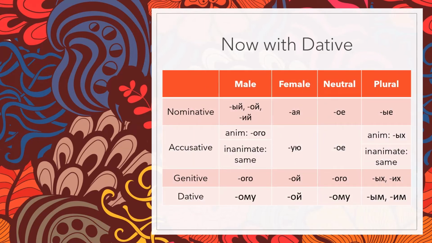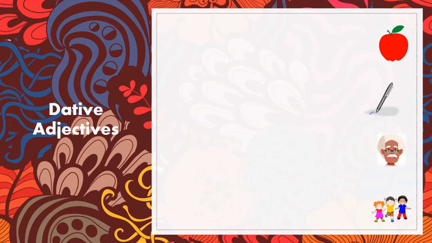So, the endings for adjectives. In male and neutral, they're going to be -ому. For female, it will be -ой, and for plural, it will be -ым. But again, with those spelling exceptions, if it follows the letter к or ш, the ы becomes an и. Okay? Let's look at some examples.